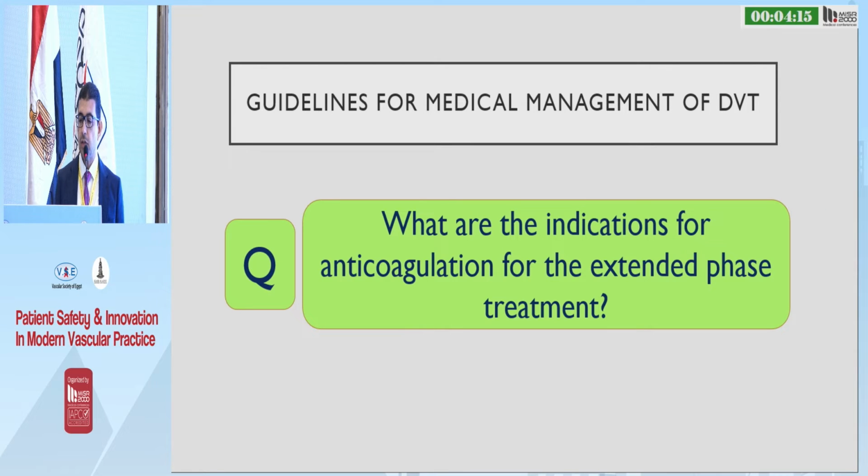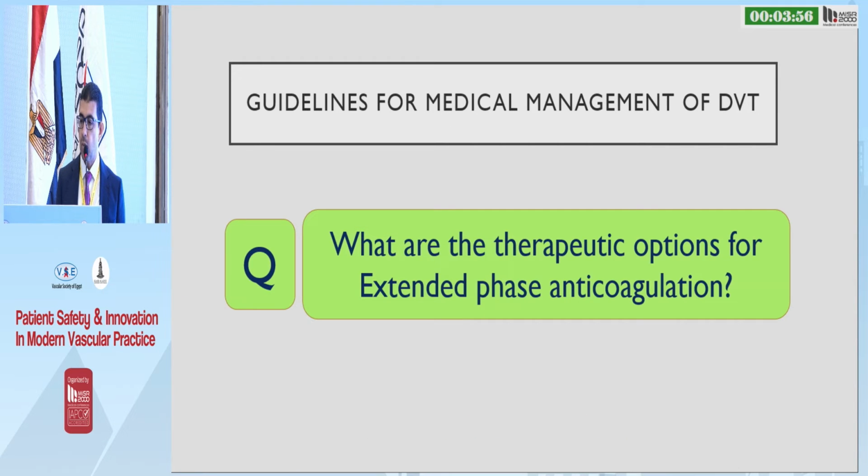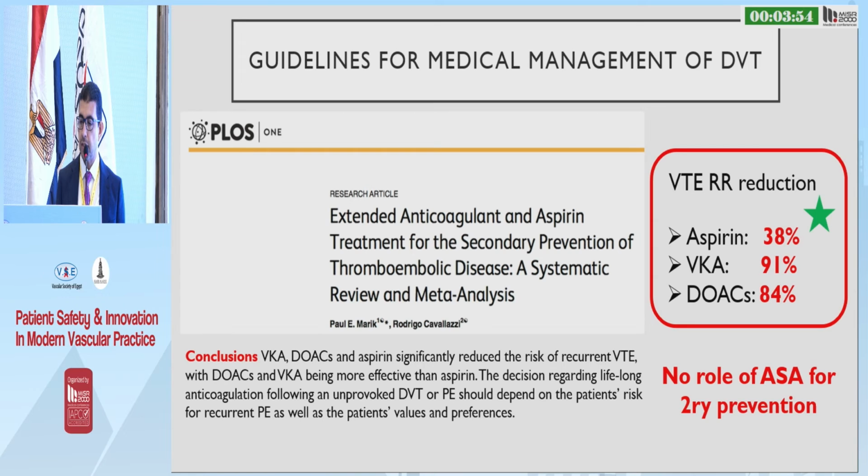So what are the indications for the extended phase treatment, more than 3 months? This depends on the risk stratification of VTE recurrence. So we have high-risk patients like active cancer, severe thrombophilia, and chronic rheumatic disorders, and the medium-risk patients like recurrent venous thromboembolism and unprovoked event. Those need extended anticoagulation. What are the therapeutic options for extended phase anticoagulation?